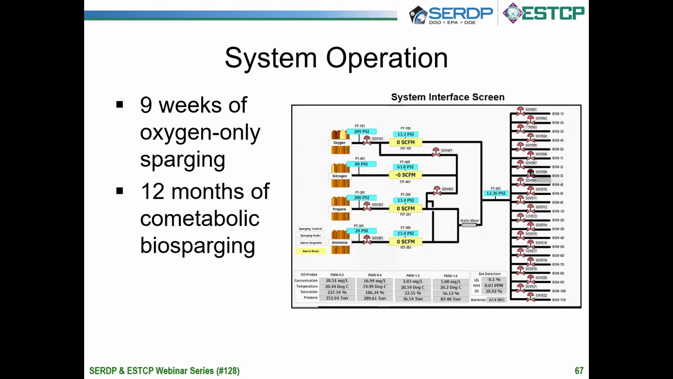Another thing that I should note is that we had 4 dissolved oxygen probes installed in monitoring wells within the biobarrier, and that data is presented right here. You can see the different concentrations of dissolved oxygen, and that let us know when we needed to sparge the oxygen again to keep aerobic conditions. So it was nice. Again, that's totally remote. You didn't need to take field measurements. Everything is right here on the computer screen.